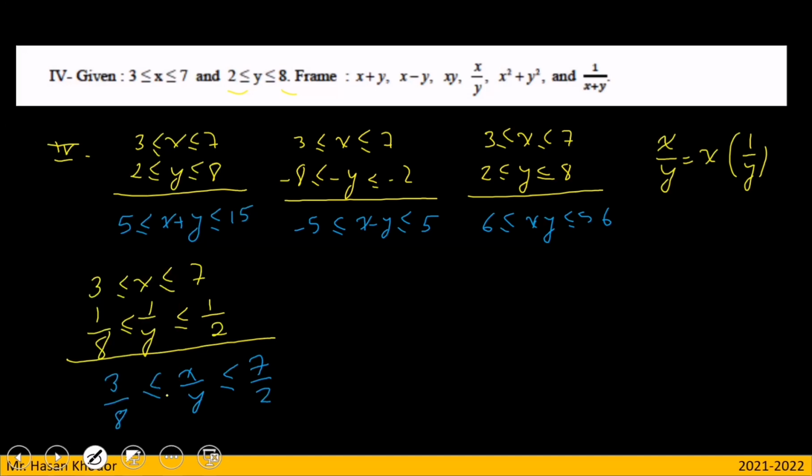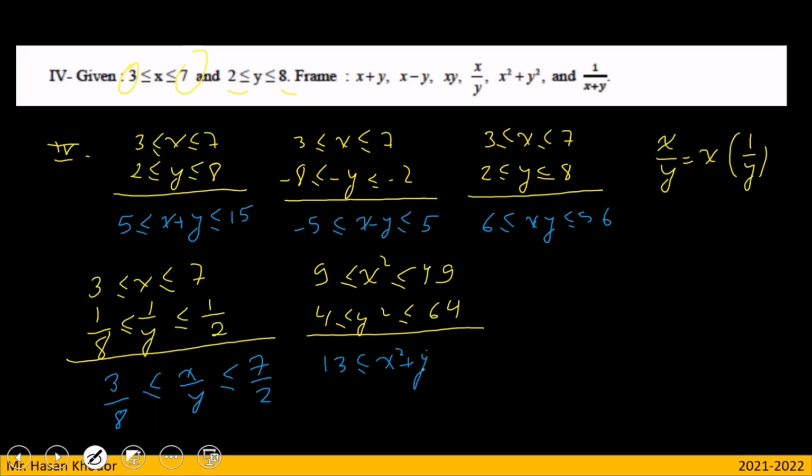Finally, or before the final one, x squared plus y squared. X squared, as both are positive frames, x squared is framed between 3 squared and 7 squared. Y squared also between 2 squared and 8 squared. Now we add them. What do we get? 13 is less than x squared plus y squared less than 113.